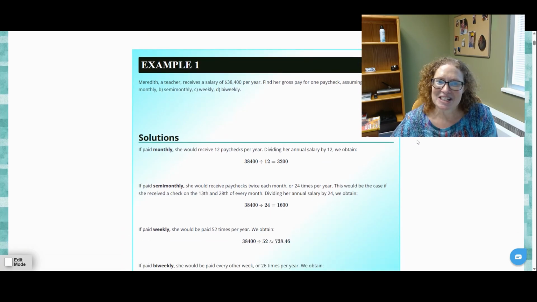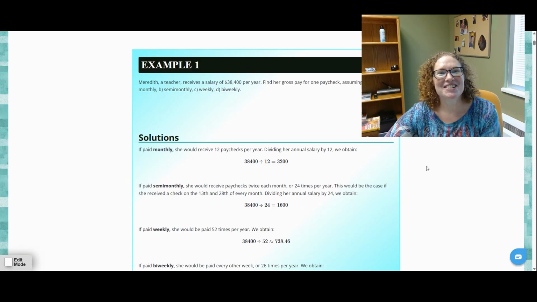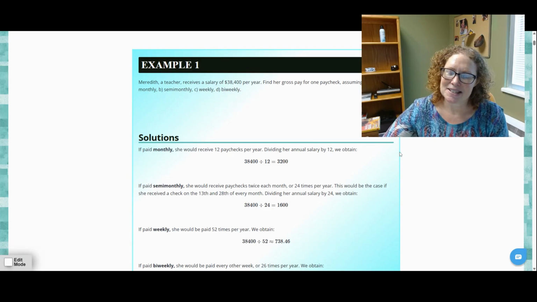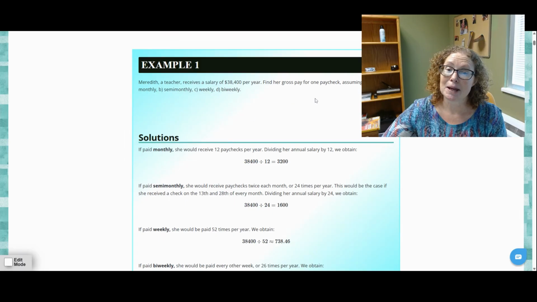So as we go down in here, example 1, Meredith, a teacher, receives a salary of $38,400 a year. So she doesn't get paid for overtime, which, I don't know, teachers should, but they're exempt. So assuming she is paid, we're going to look at if she's paid monthly, semi-monthly, weekly, and bi-weekly, and what the differences are going to look like.